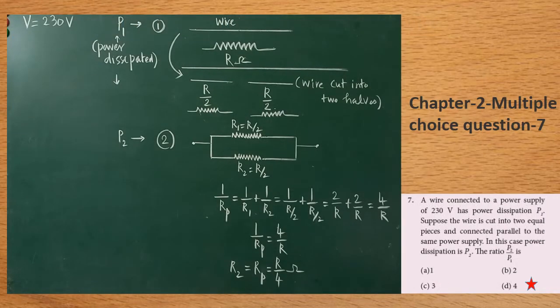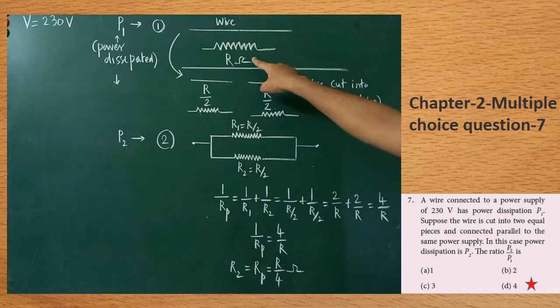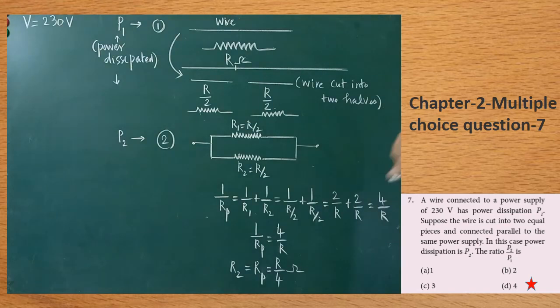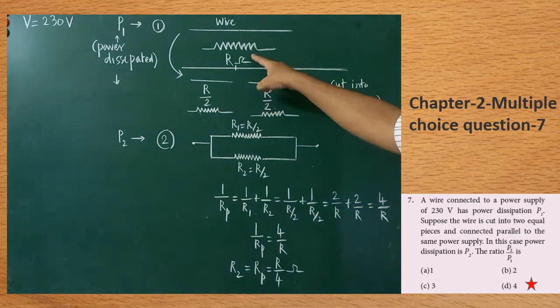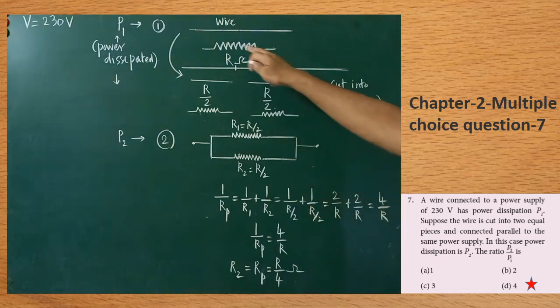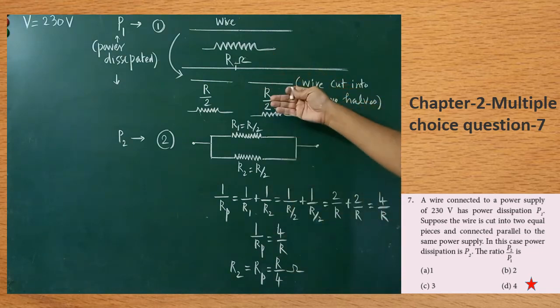Now we are going to solve the 7th problem in chapter 2, multiple choice question. Here first we will understand the problem. A single wire is given and its resistance is taken as R, or it can be taken as R1. Now this wire is connected across a 230 volt power supply. When the resistance R1 is connected across the 230 volt power supply, the power dissipated is taken as P1.